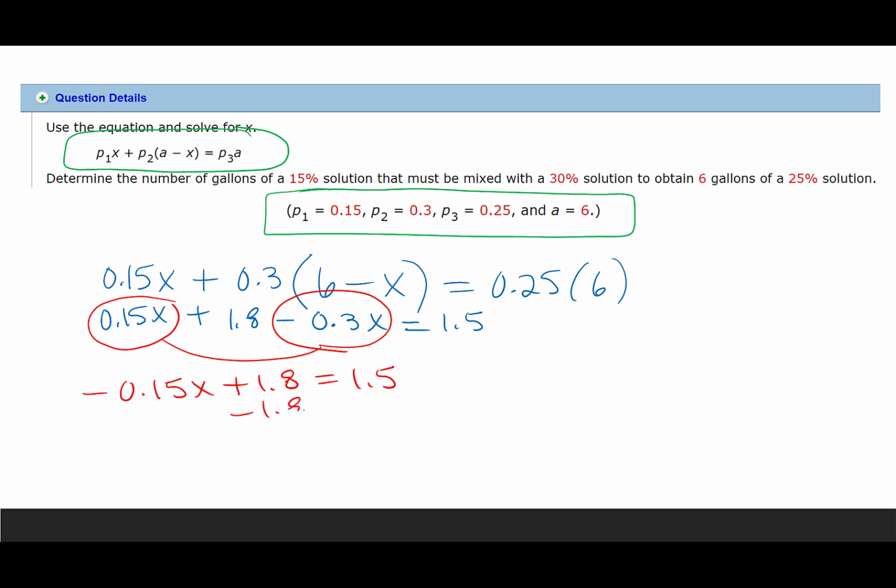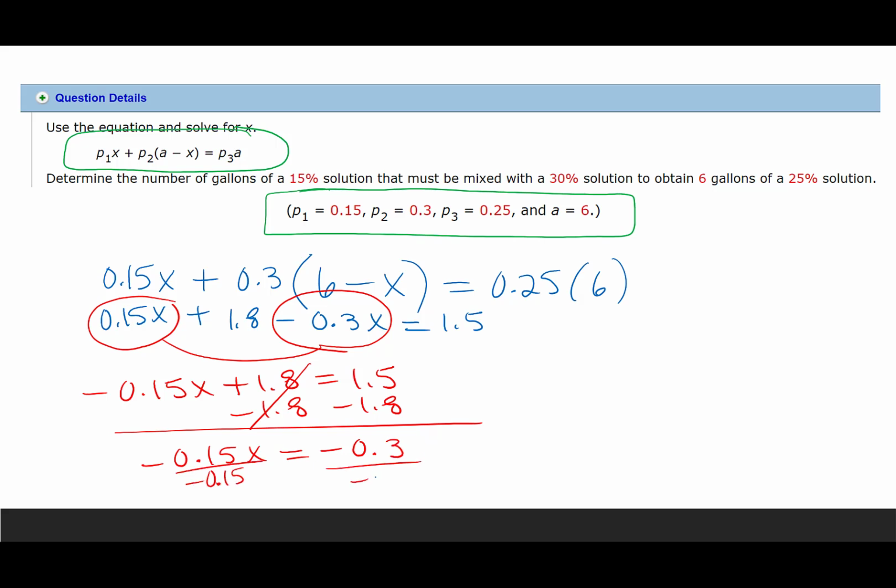From here, subtract 1.8 from both sides. So you have negative 0.15x equals negative 0.3. Now divide both sides by negative 0.15. Running out of room here to get a final answer of 2. So for this problem, all of those decimals in the crazy equation produced an answer of x equals 2.